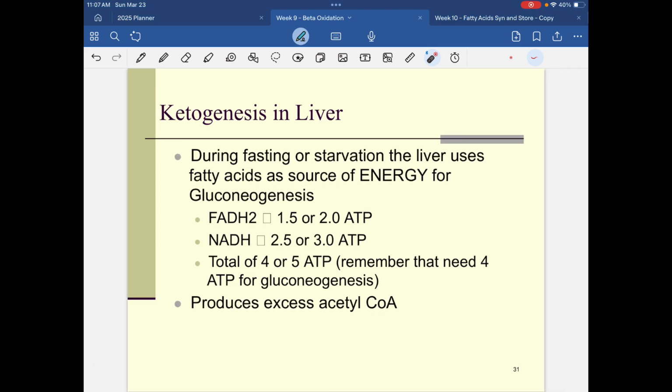And so let's talk about the whole cleanup part. We said a long time ago in this video that when we do beta oxidation in the liver, instead of going through the TCA cycle, we're going to take those acetyl-CoA and we're going to go under this process called ketogenesis, or the making of ketone bodies.